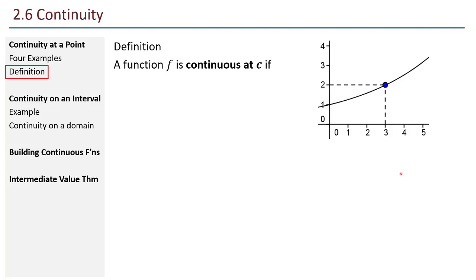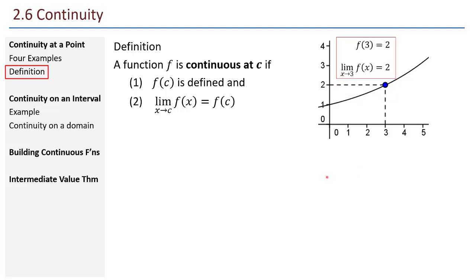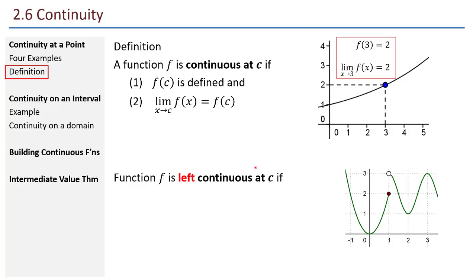So here it is in general. Definition. A function f is continuous at c, and c is representing my x value, if f of c is defined and the limit as x approaches c of f of x equals f of c. So the plug-in value actually equals the limiting value. In this picture on the right, f of 3 equals 2, and the limit as x approaches 3 of f of x equals 2. That's how we know it's continuous at 3.